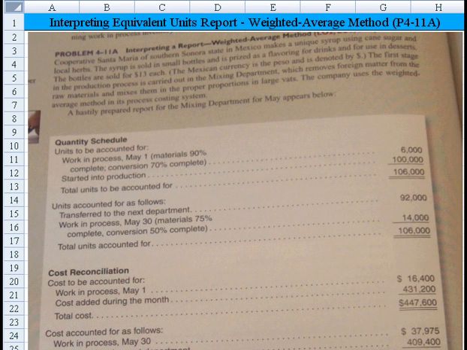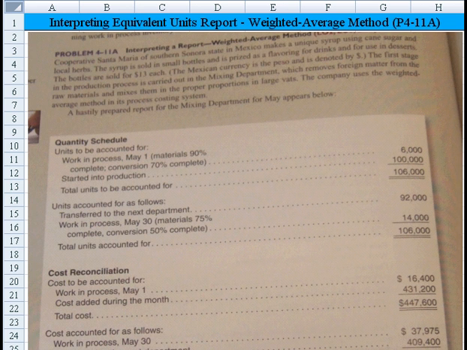Cooperative Santa Maria of Southern Sonora State in Mexico makes a unique syrup using cane sugar and local herbs. The syrup is sold in small bottles and is prized as a flavoring for drinks and for use in desserts. The bottles are sold for $13 each. Keep in mind this is the Mexican currency. It's the peso, and we're denoting it by the dollar sign. So it's sold for 13 pesos each.